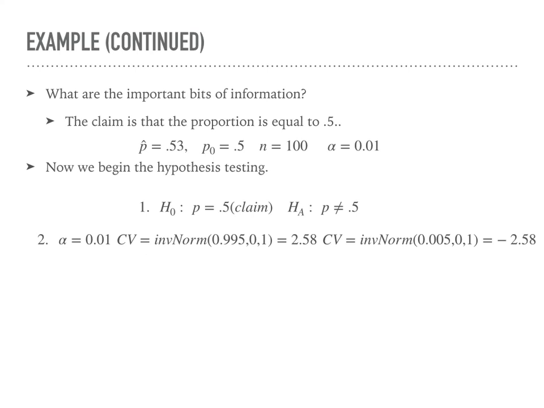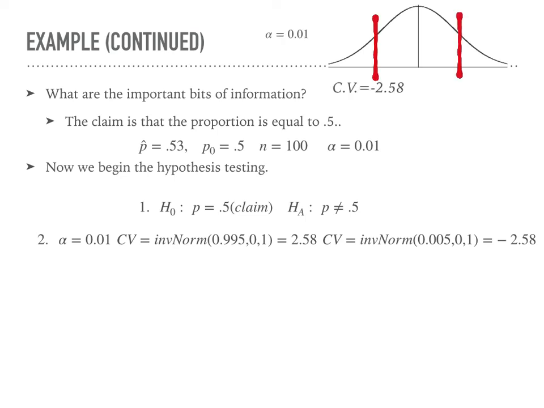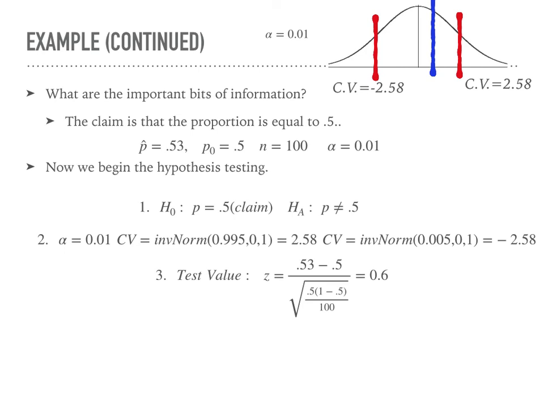So finding our two critical values using the inverse norm function, and we have our alpha listed here. We find our test value and place it there on our nice picture. And using the 1-prop-z test, you could find a p-value as well. But let's just go off the picture for this one.